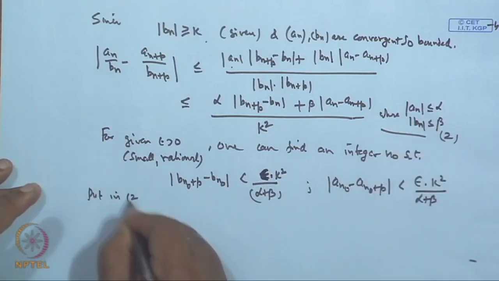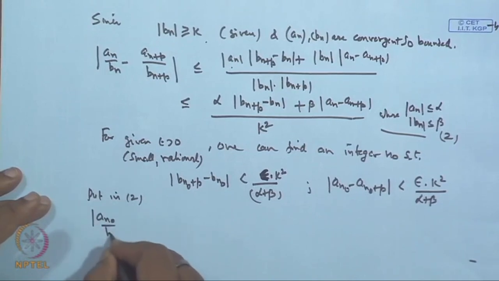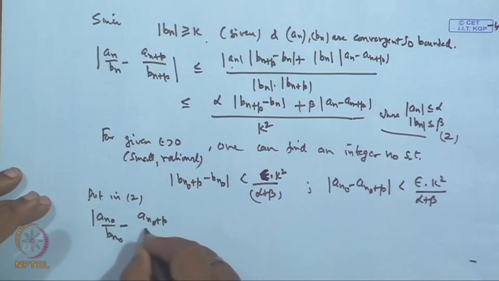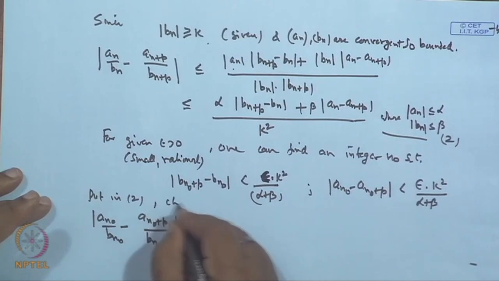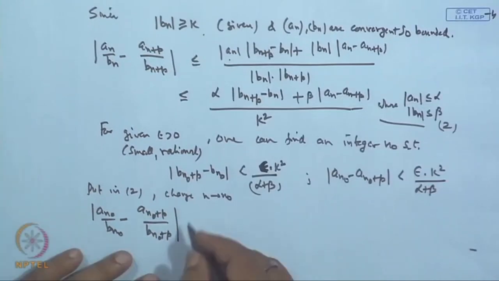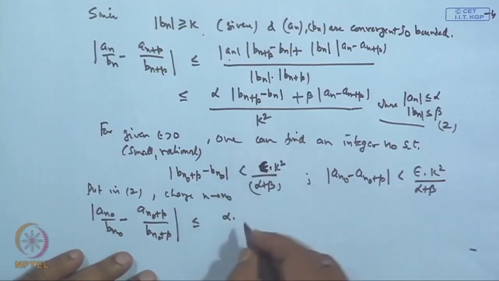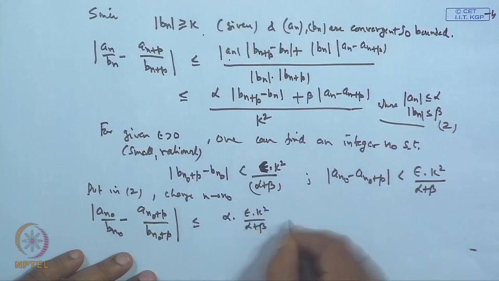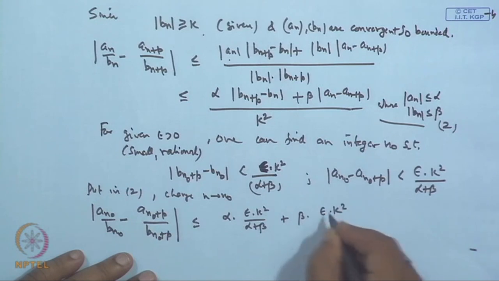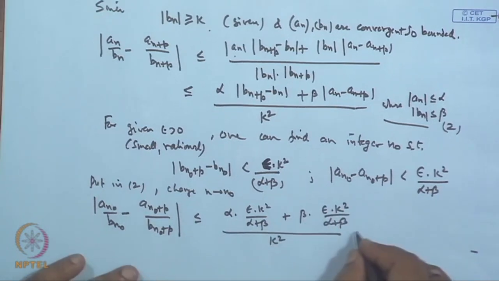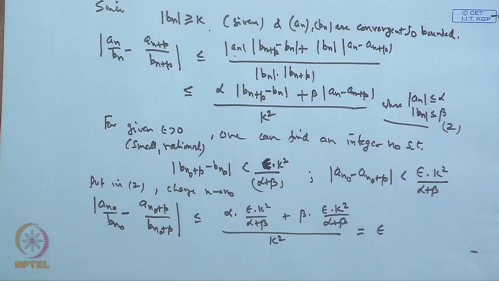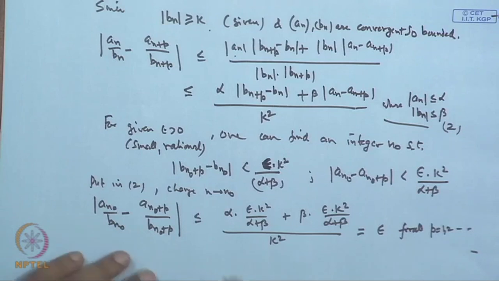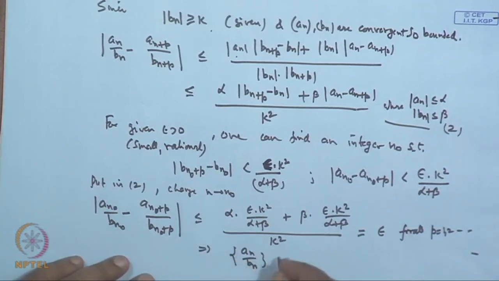Substitute this in. So what we get is a n naught b n naught minus a n naught plus p over b n naught plus p. Change n to n naught. Then we get this is less than or equal to alpha. When you write this thing, you are getting epsilon into k square by alpha plus beta, this is also beta epsilon k square by alpha plus beta, and divide by k square. So finally, what you get? K square gets cancelled, alpha plus beta gets cancelled, and finally you are getting epsilon only. And this is true for all p equal to 1, 2, 3. Therefore, the sequence a n by b n is a convergent sequence.